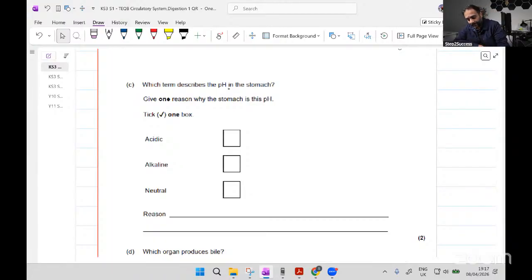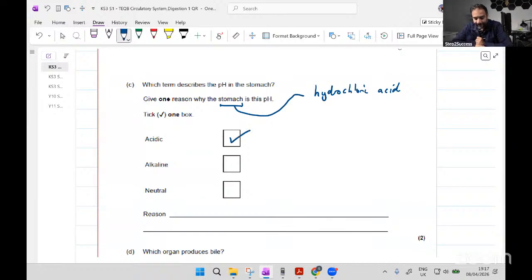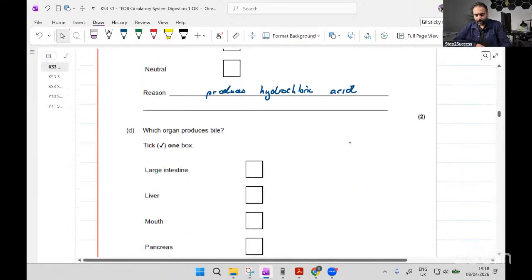Which term describes the pH in the stomach, and give a reason why this is the pH? Well, the stomach produces a substance called hydrochloric acid. The reason it produces that mainly is to protect you from bacteria on any food that you may have eaten. And so the answer to this question is acidic. And the reason for it is because it produces hydrochloric acid.